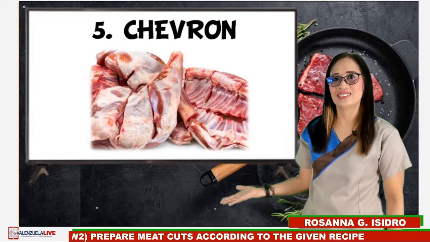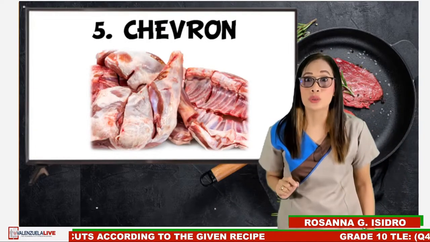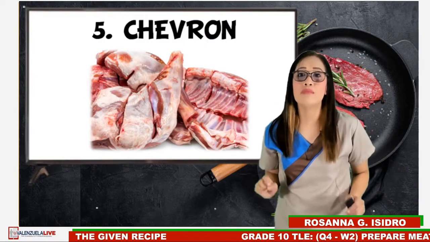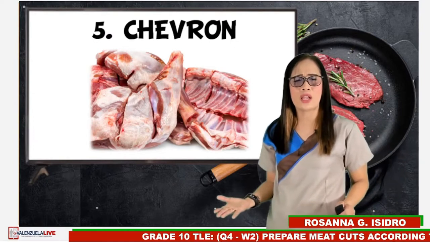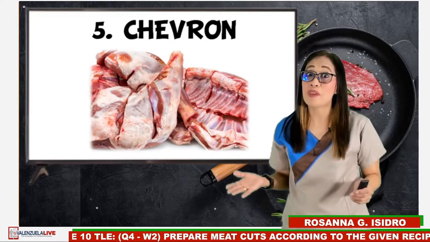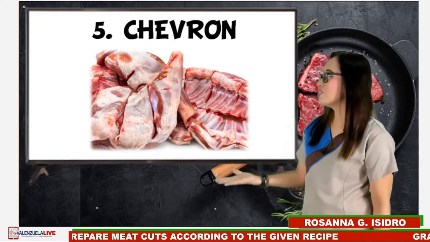Chevon. This is a meat from deer or goat, approximately 6 to 9 months in age, often fed a forage and or grain diet, and weighing around 50 to 60 pounds lean. Number six, veal.